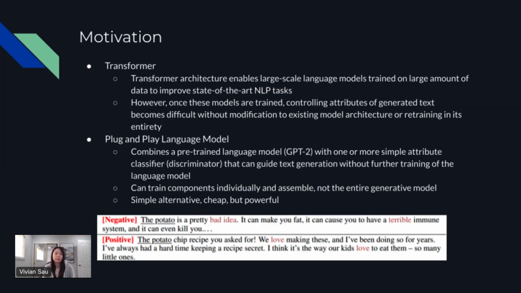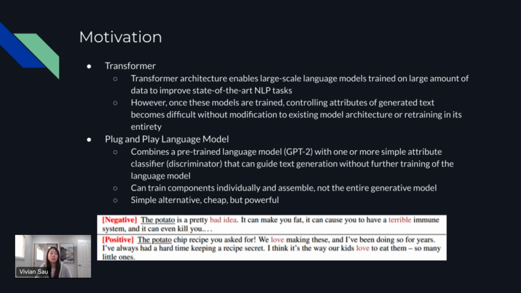And the paper we'll be talking about today is called Plug and Play Language Models, a Simple Approach to Controlled Text Generation. Transformer architectures have enabled large-scale language models trained on large amounts of data to improve state-of-the-art NLP tasks, such as GPT models. However, once these models are trained, controlling the attributes of the generated text becomes very difficult without modifying the model architecture or fine-tuning it. And when we say controlling the attributes, this is to control the sentiment or the topic of a generated text given a prefix or a prompt.